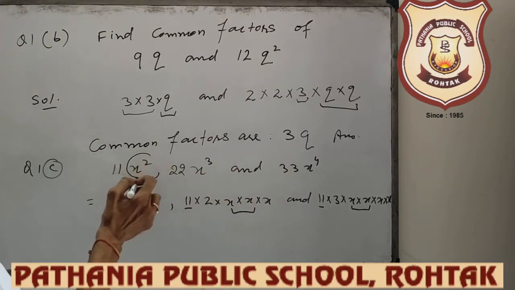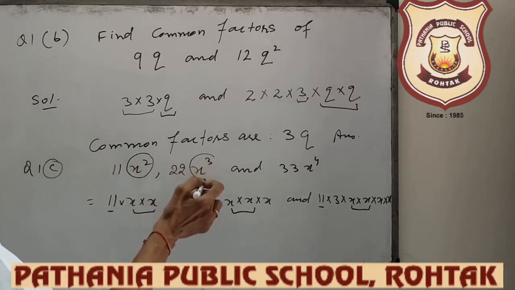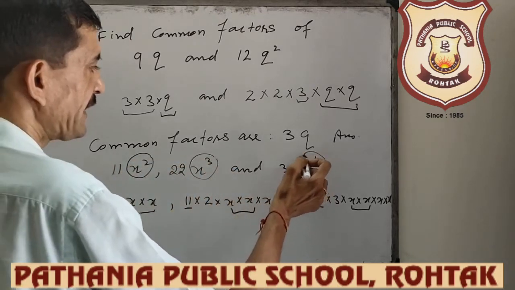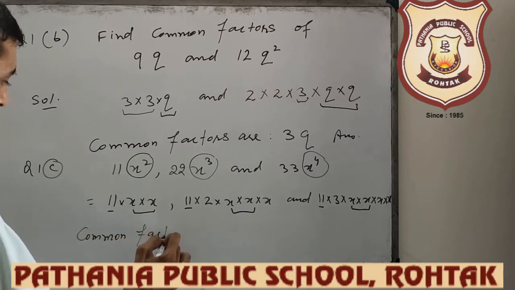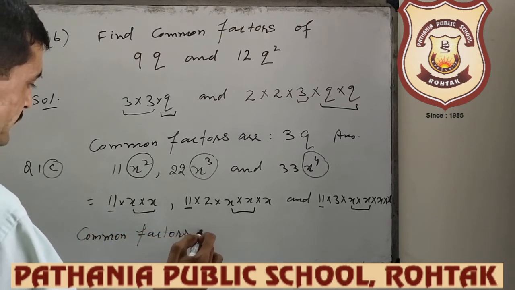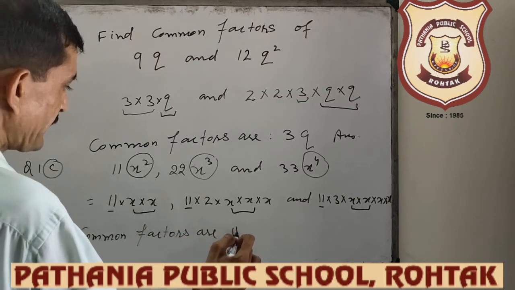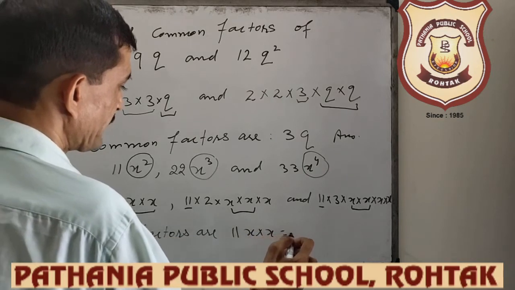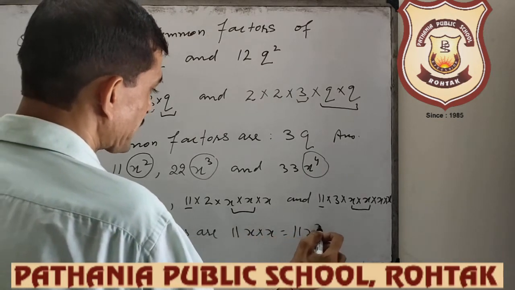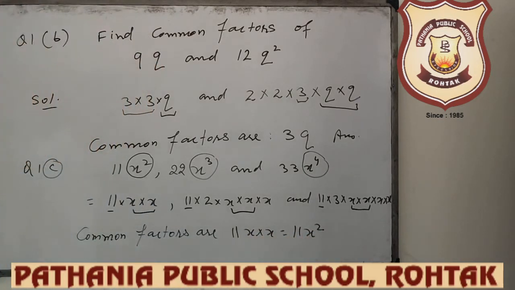And what is the minimum power in the given terms? In x cube, x square and x to the power 4, what is the minimum power? x square. So the common factors are 11 and x into x. What is it? 11x square. This is the common factor. Understand?